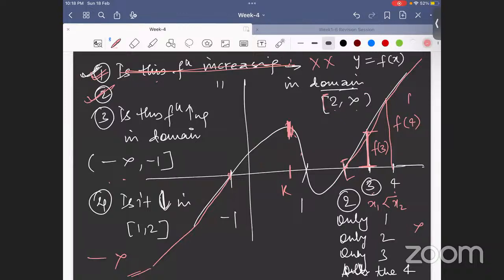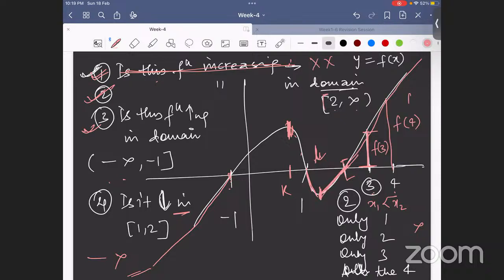Yeah, that's right, sir, it's increasing. Now in the third option, is the function increasing in the domain minus infinity to -1? Yes, that's also correct. Now, is the function decreasing in 1 to 2? Not always decreasing, sir. It is decreasing, then it started increasing. Let's say this is some value L. So it started declining and then started increasing, right?